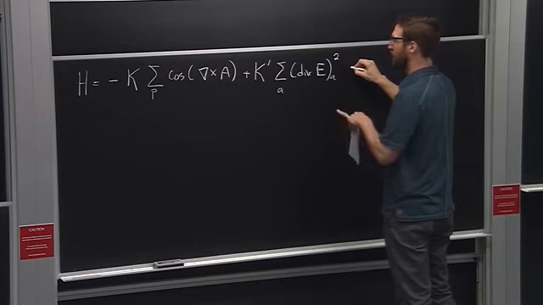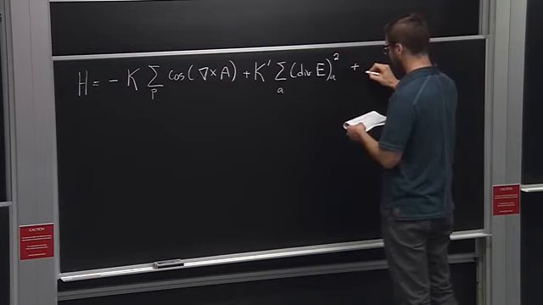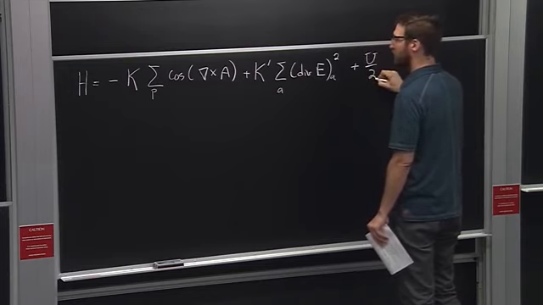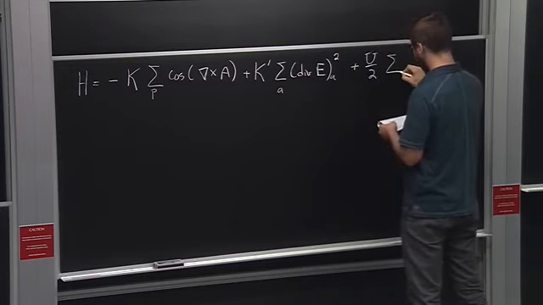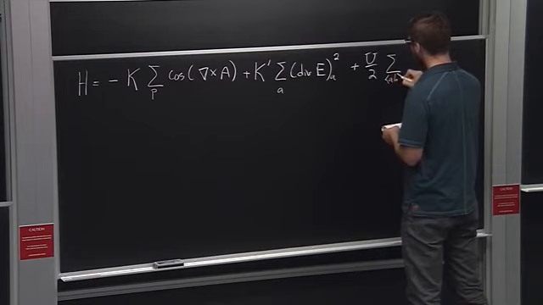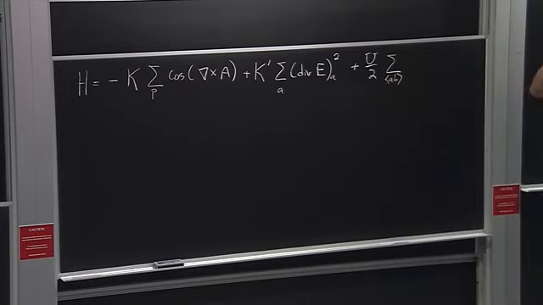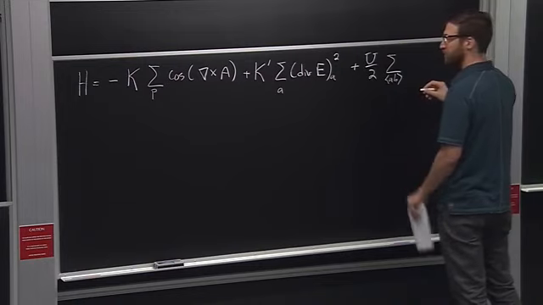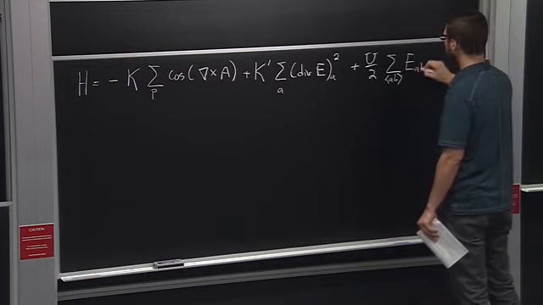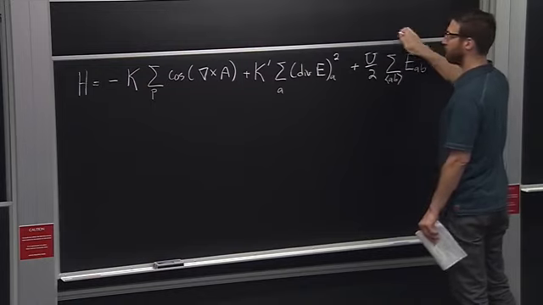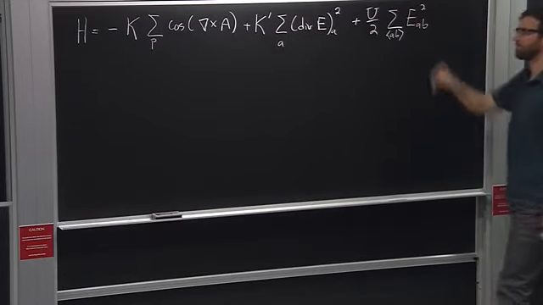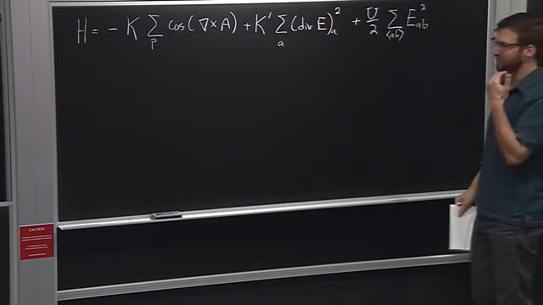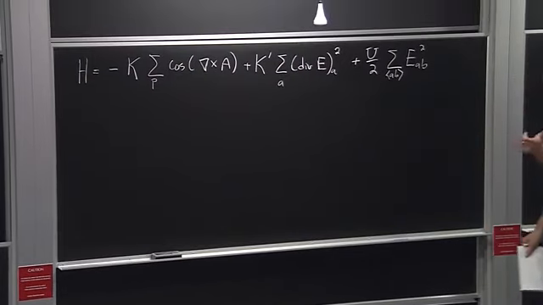And then plus, I'll say, I don't know, U, sum over all links. So that's my usual notation of nearest neighbor bonds. And this should be the electric field, also squared. That's just sort of given. That's just the Hamiltonian for a U1 gauge theory.